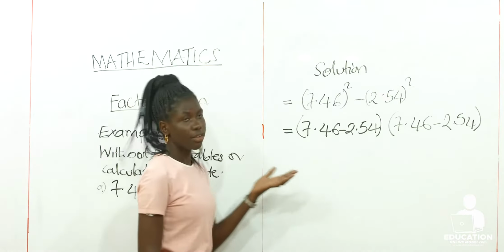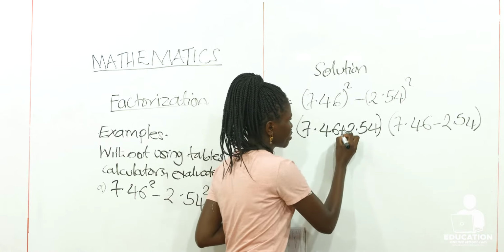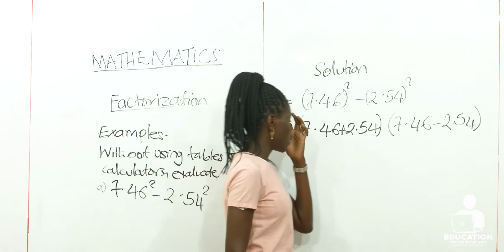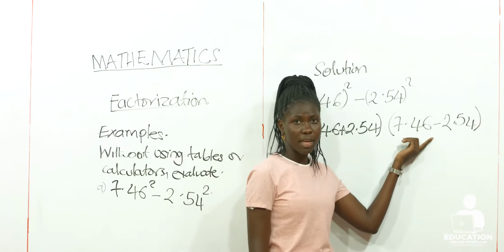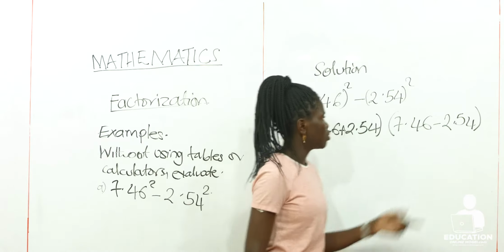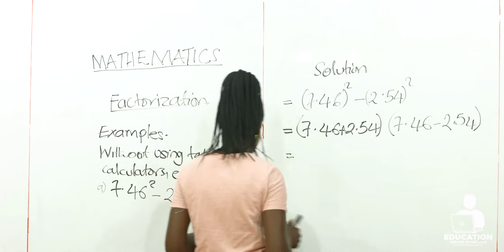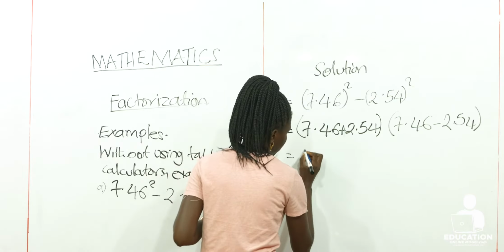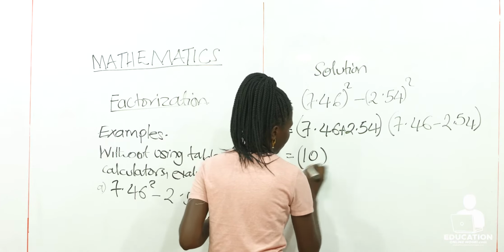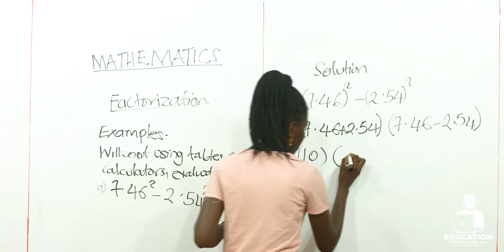So we've already got our two brackets. We said in the first case, we are supposed to add the first one. We add 7.46 to 2.54. Then the second bracket will be having the subtraction. So after adding the two numbers, we shall have 7.46 plus 2.54 to give us 10 as our first bracket. And the second bracket, after subtracting, we shall have 4.92.